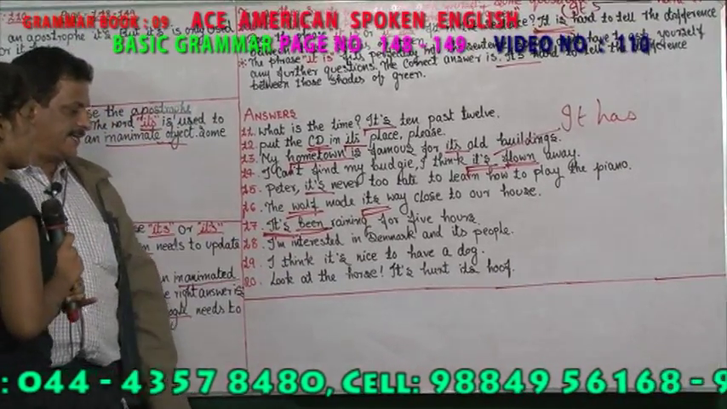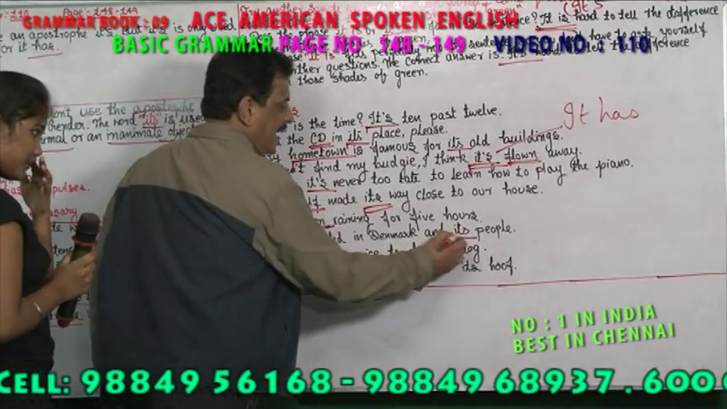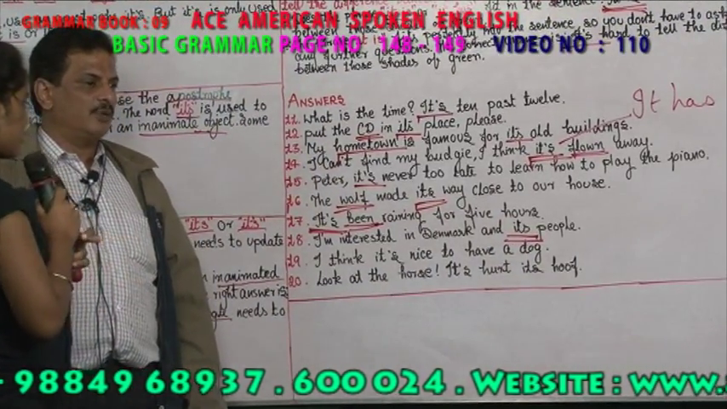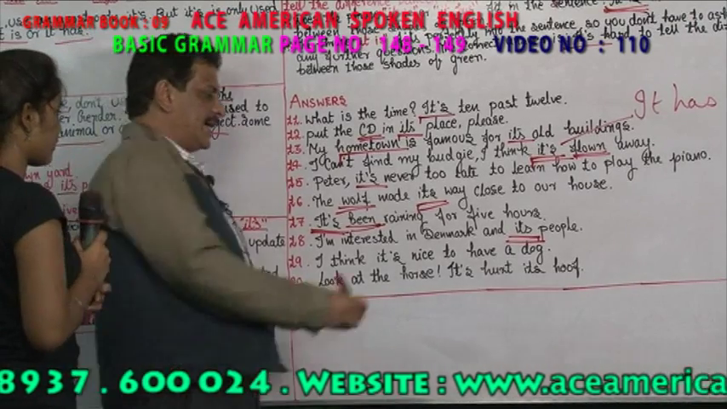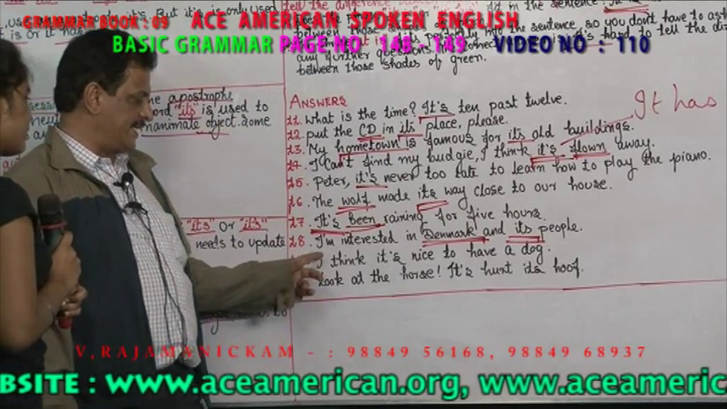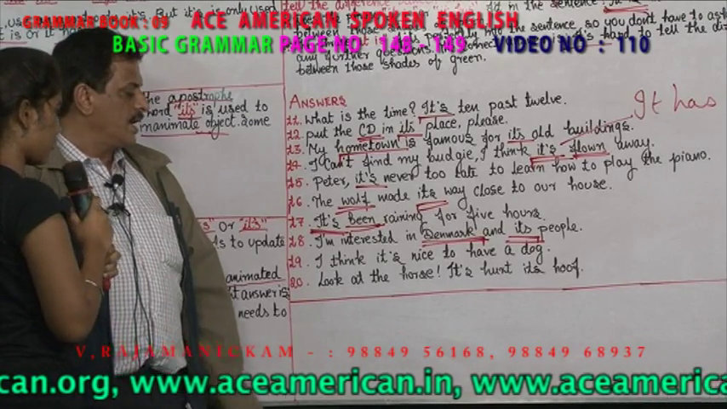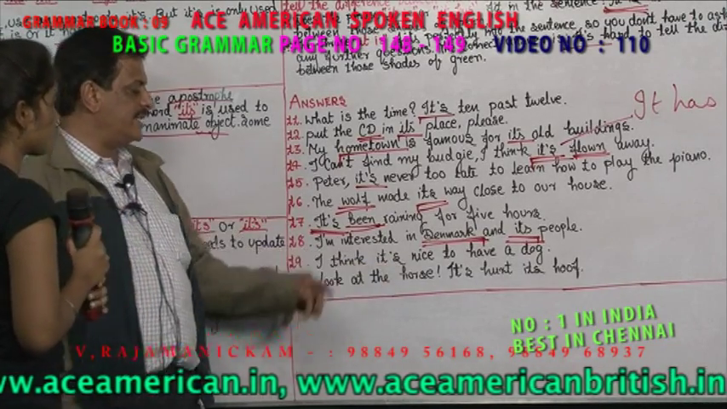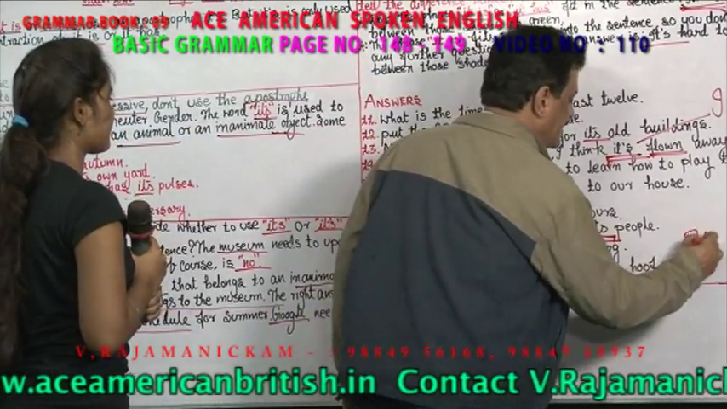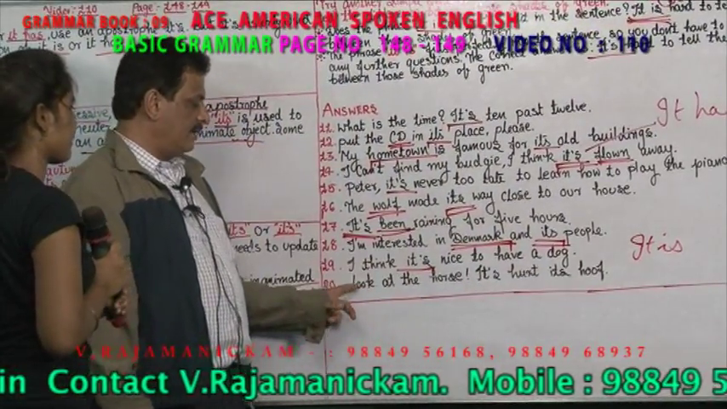Yes. I am interested in Denmark and its people. So what does this "its" stand for? It is possessive, possessing the people of Denmark. It stands for Denmark. So you are not using apostrophe. Next: I think it's nice to have a dog. So what does it stand for? It stands for "it is". It's not "its" without apostrophe.